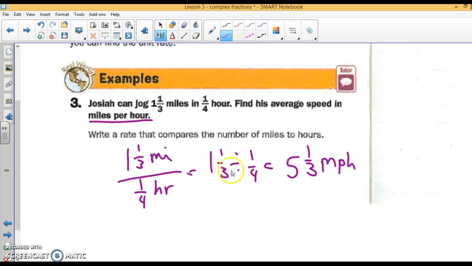If you do it by hand, don't forget you need to change this to an improper fraction. So this will be what? 4/3 divided by 1/4. Keep, switch, flip. So you get 16/3, which is 5 1/3. All right.